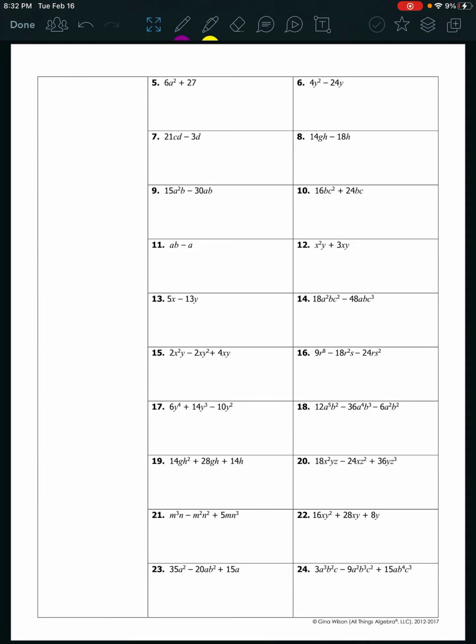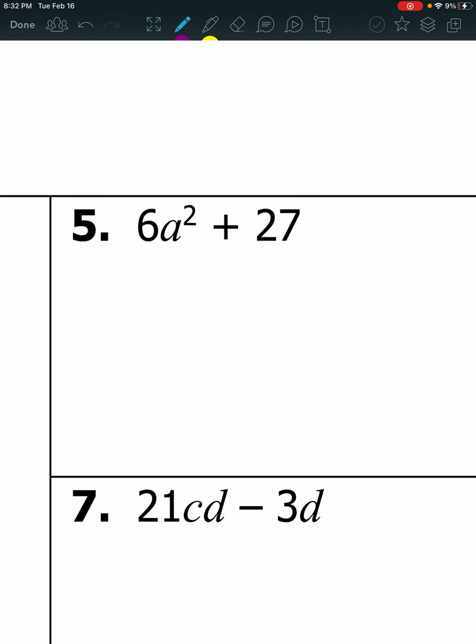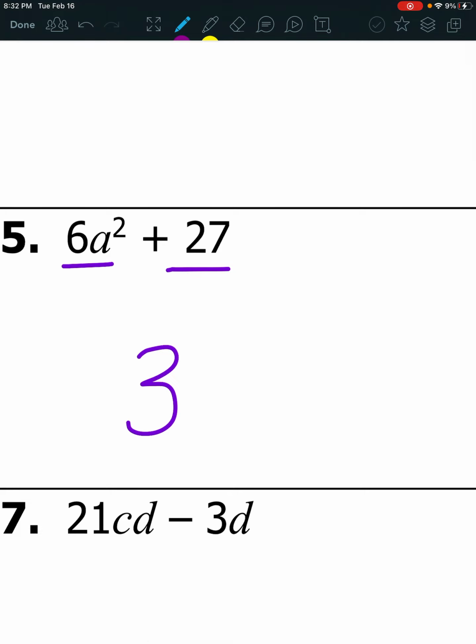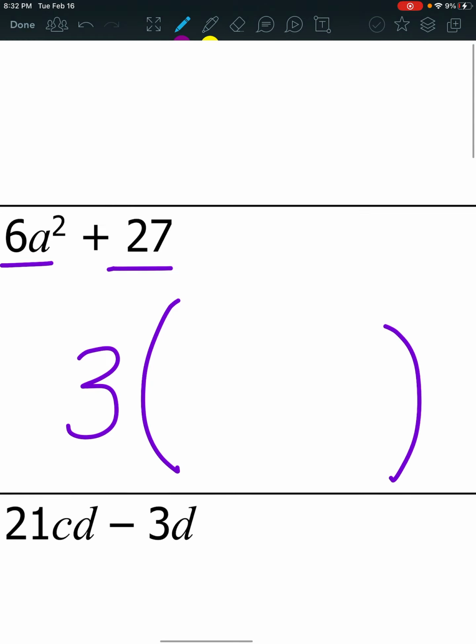Now let's keep going because I want to make sure we get to one where we have a variable as a GCF as well. So I'm going to keep going down the left side like I've been doing. So 6a squared and 27, the GCF would not be 3a squared, because 27 does not have a variable, so 3 is the greatest common factor. I'm going to write down my parentheses.